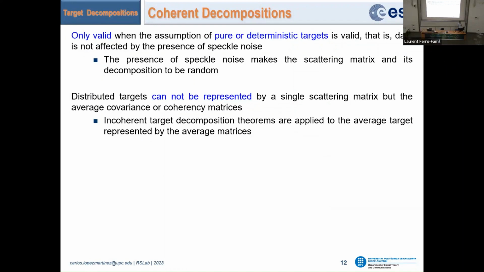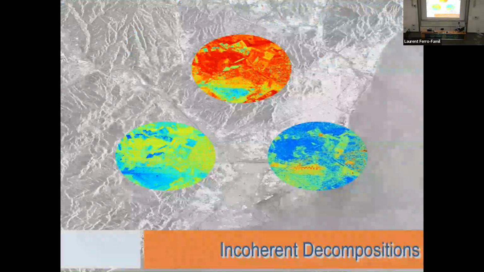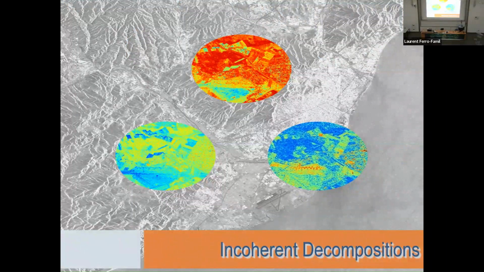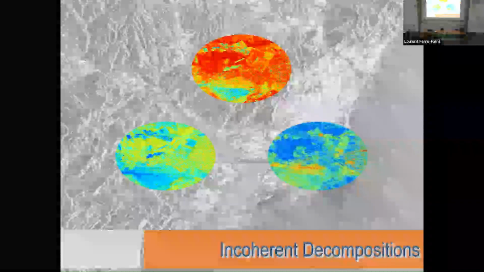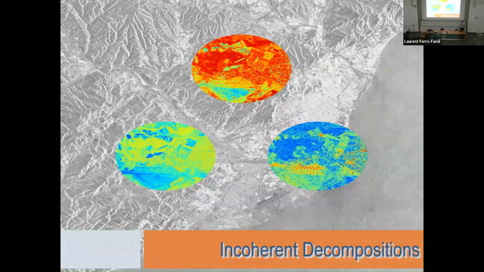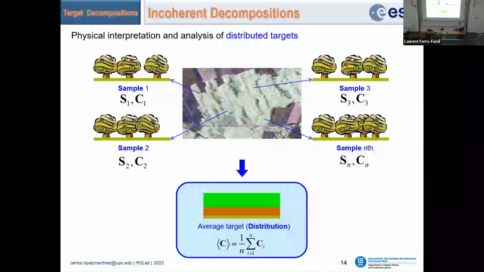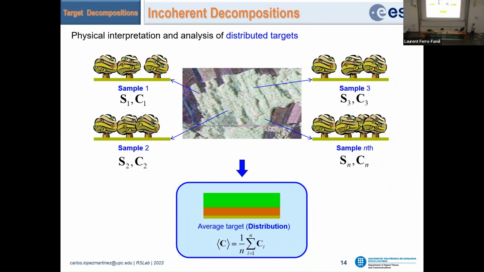As I said before, coherent decompositions are strictly only valid for point targets. So what happens if we go to distributed targets? We go to a second family of target decomposition terms, which are called the incoherent decompositions. So in that case, we decompose the covariance and the coherency matrices, not the scattering matrix. Remember that in order to obtain the incoherence, we have the filter in the middle. We have to estimate the covariance matrix.